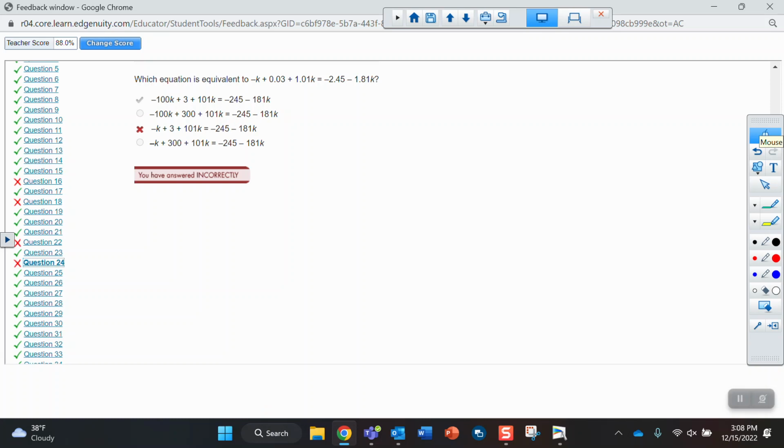24 asks which equation is equivalent to that. Oh goodness, what did they do? Oh, looks like they multiplied everything by 100. Oh, except you forgot this piece right here.